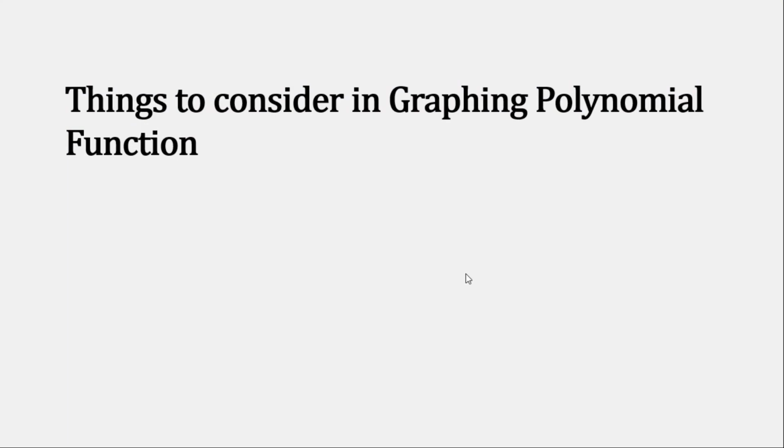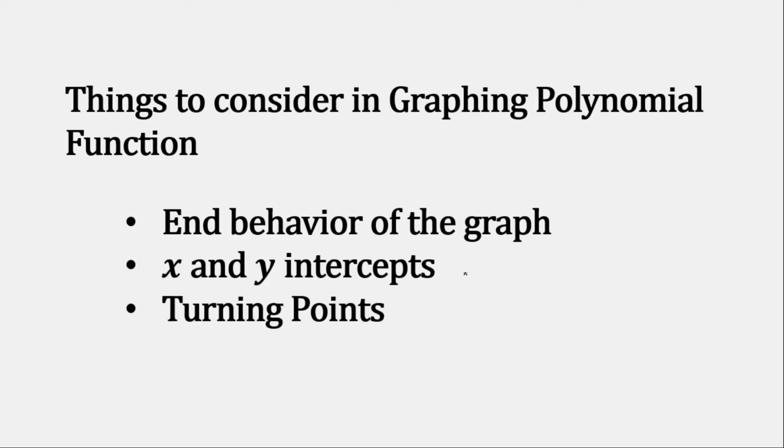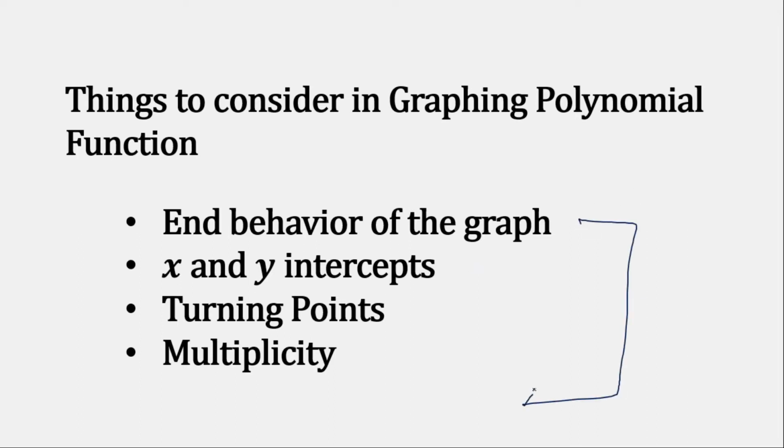Today we're going to graph a polynomial function, and we need to consider the following: the end behavior of the graph, the x and y intercepts, the turning points, and the multiplicity. Again, disclaimer, this is only a rough graph and it has nothing to do with the accurate graph of a polynomial function. Just doing a rough graph of it. Now, if you want to find more about this, I discussed this on my part 1 video for this tutorial.